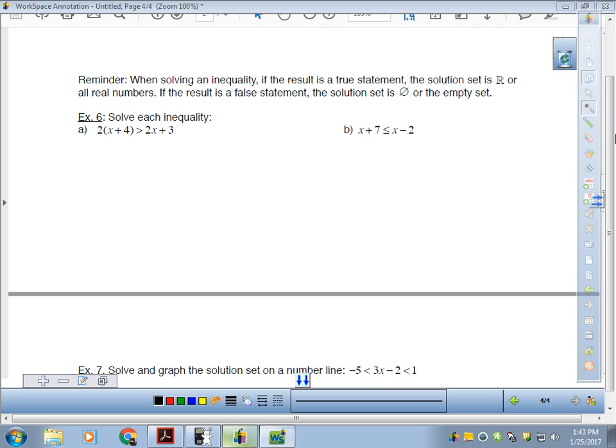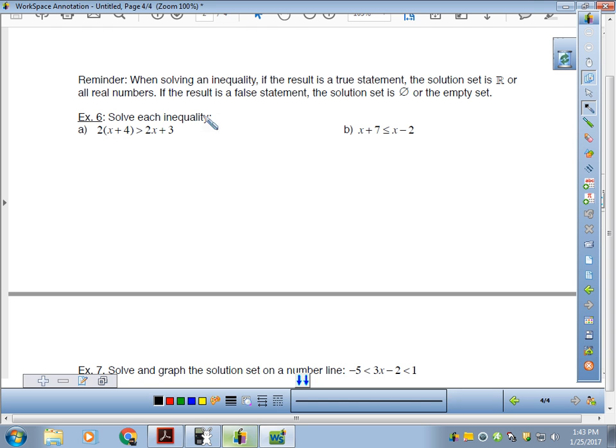If we get a false statement, on the other hand, something like 0 is greater than 2, then that tells us that the inequality has no solution. And so the solution set is the null set or the empty set. There is no solution. So let's look at some examples of that.